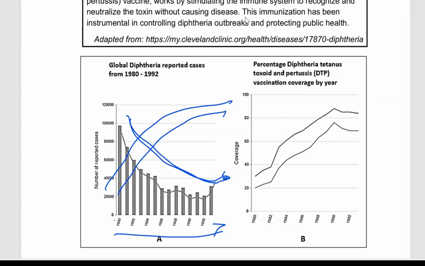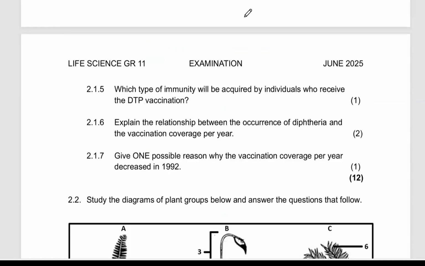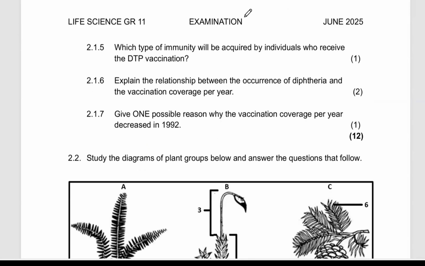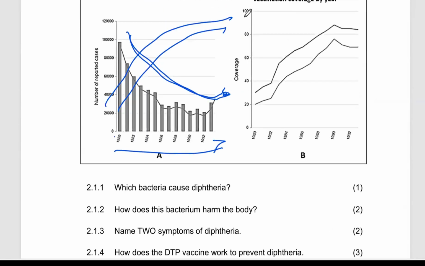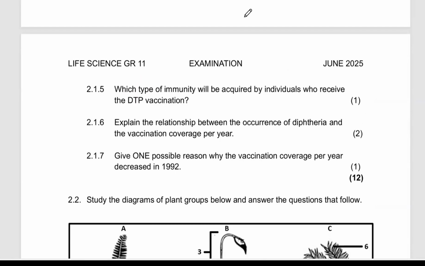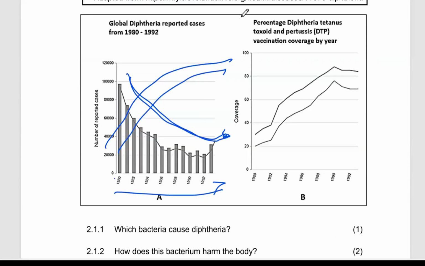Decrease. So that's what is supposed to be explained in that regard. Give one possible reason why the vaccination coverage per year decreased in 1992. Not that one, because these are number of cases, and then we see that now the diphtheria is starting to increase. Why did it decrease? Because it was going like this and then decrease. Yeah, what happened? Maybe it could be a catastrophe, disorganization of the health care.